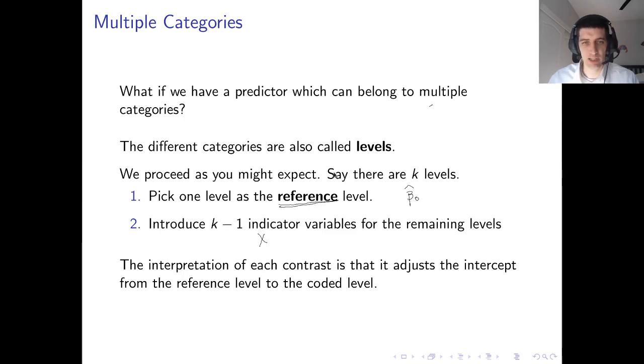So what you say is, all of the other categories besides the reference category are going to get their own predictor, that is, are you in the category or not? And then you get a contrast, that is a coefficient, a beta term, for each of those indicator variables. Again, each contrast is adjusting the intercept from the reference category to the level which has been coded in that indicator variable. So it's the same idea, but you introduce k minus 1 indicator variables for the different categories instead of just 1 indicator variable for the other category.